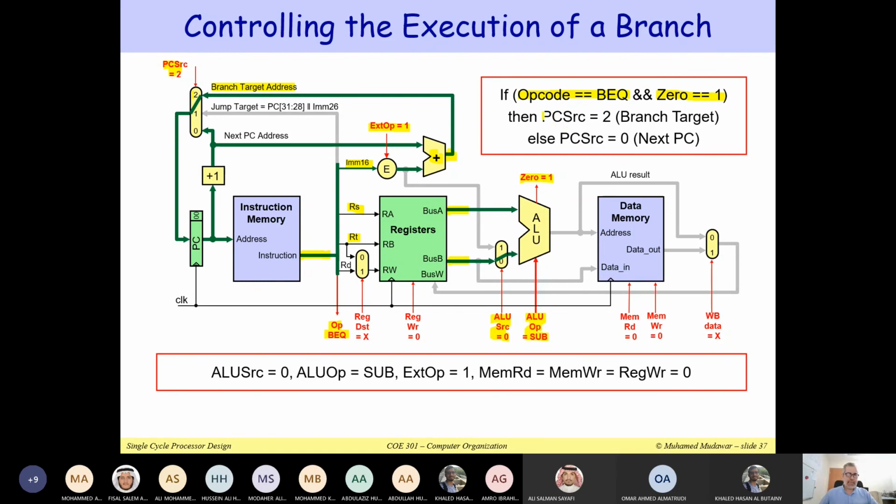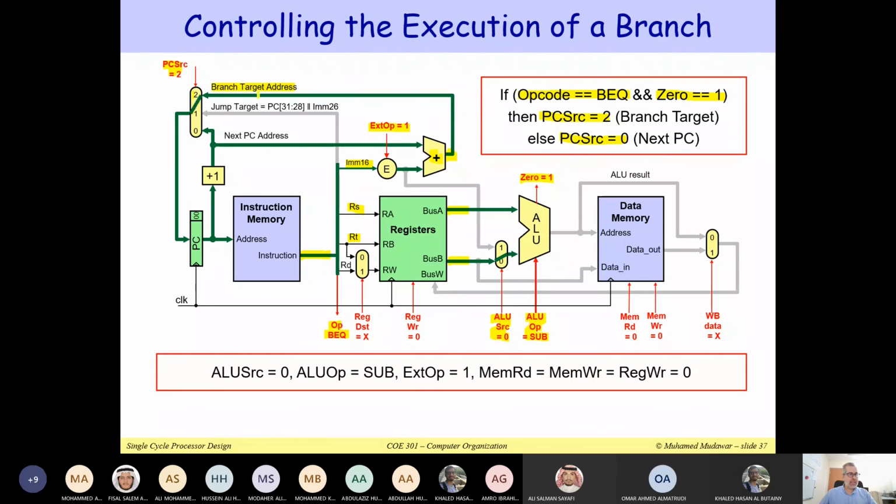Now notice that here we say that this is the case if the 0 flag is equal to 1. Else, if the 0 flag is equal to 0, if they were not equal, then we select PC source equal to 0. So here, I'm assuming that they are equal and the branch is taken. This is why I selected here the branch target address. But you can also have the other outcome of the branch. It means they are not equal and the 0 flag will be equal to 0. So we have to select PC source equal to 0. So therefore, we have two possible outcomes of the branch, either taken or not taken.